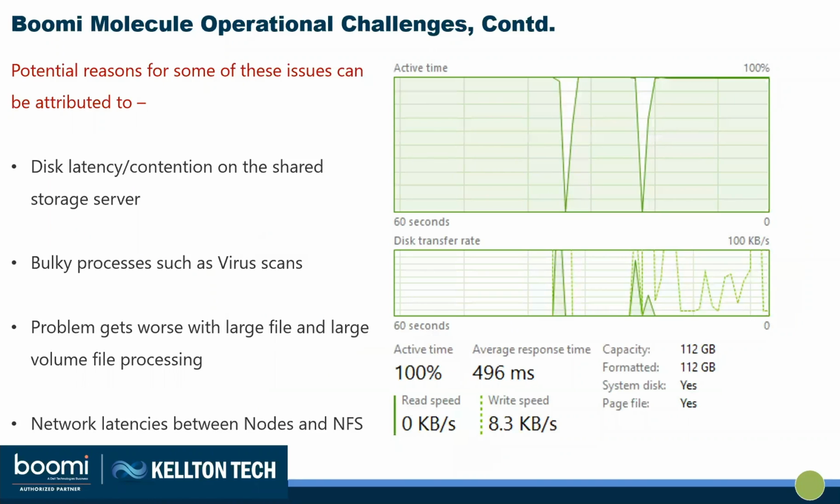Moving on. Like I said, the potential reasons for some of these issues could be disk latency because of the lot of IO processing around that, and the bulk processes like virus scans that we talked about. The problem gets worse if you have large file or large volume file processing needs. They all tend to consume a lot of communication from the molecule nodes to your cluster shared storage. And of course, the network latencies between the nodes and the NFS server could also contribute to some of the issues that we were talking about.